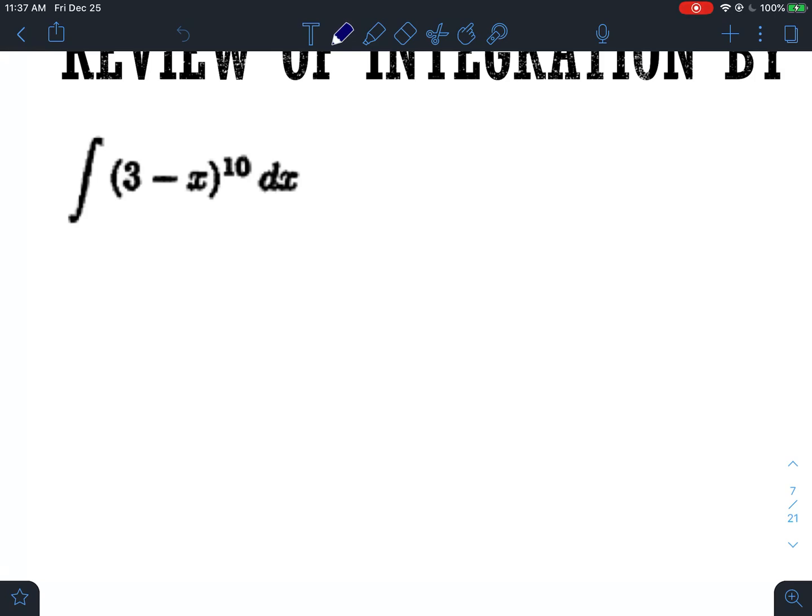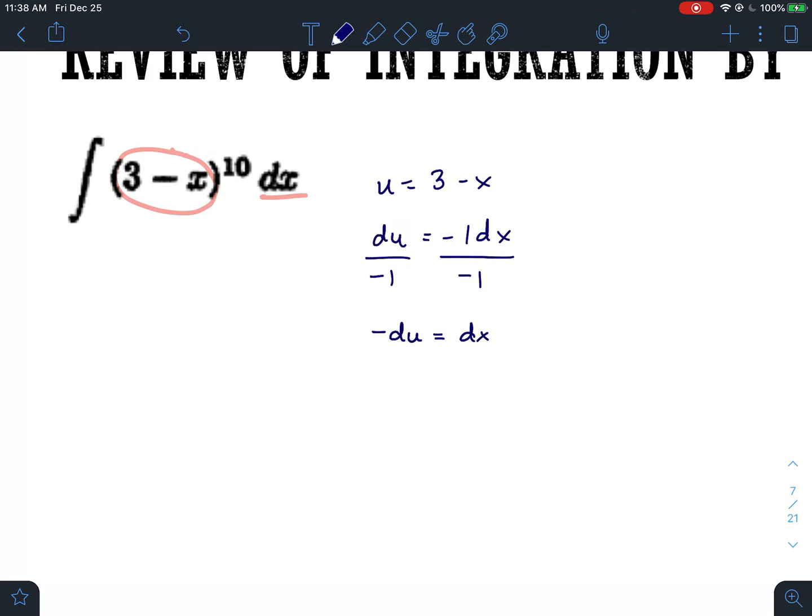So if we want to integrate (3 minus x) to the 10th dx, this would be an inside function type of U-substitution, where the inside function is 3 minus x. And then remember, you need to be careful because the derivative of this isn't just 1. It's actually going to be negative 1 and then dx. And so the original problem has a dx, but it doesn't have a negative dx. So we're going to divide both of those by negative 1. And so you get negative du is equal to positive dx.